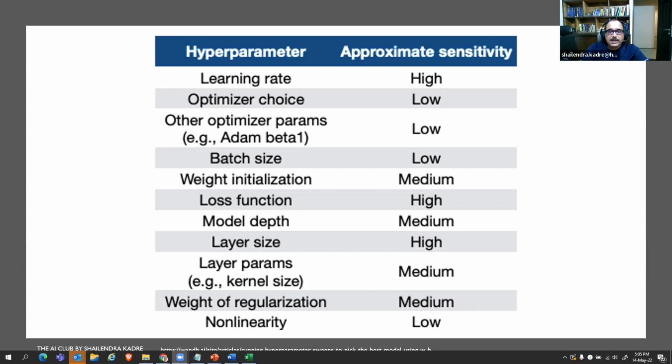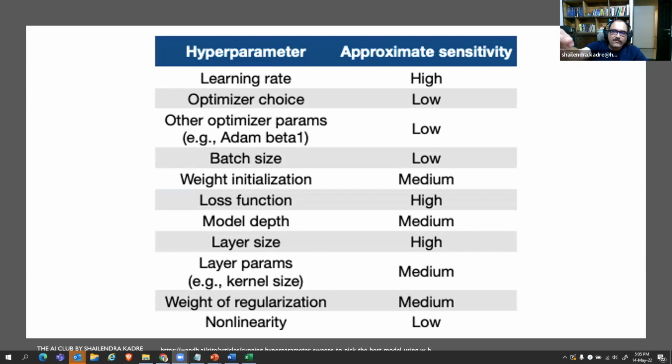And layer parameters, like kernel size in your CNN, and then activation functions and all that, have medium sensitivity. Then the weight of regularization. For regularization we use L1, L2. That has medium sensitivity. And non-linearity has low sensitivity. I am not sure what is meant by non-linearity here, but the rest I have explained to you. If they are using non-linearity as a hyperparameter, it has some kind of low sensitivity.